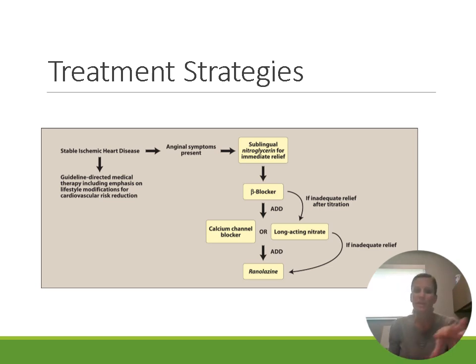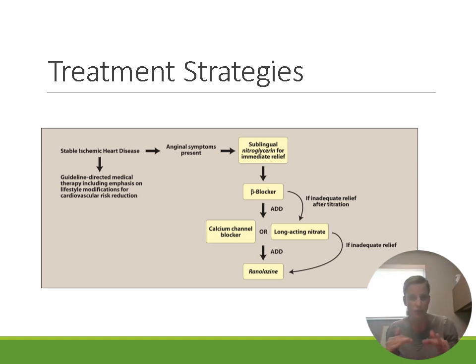So first off, sublingual nitroglycerin is given to patients in order to treat an acute attack, right? So if somebody is having an acute attack of chest pain, they're going to take the sublingual nitroglycerin. It comes in little tablets as well as a spray. But they put it under their tongue, they let it dissolve, and that's for an acute attack.